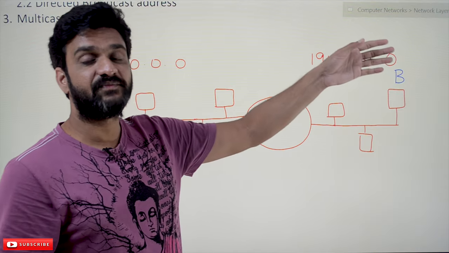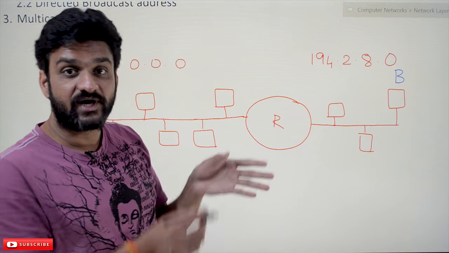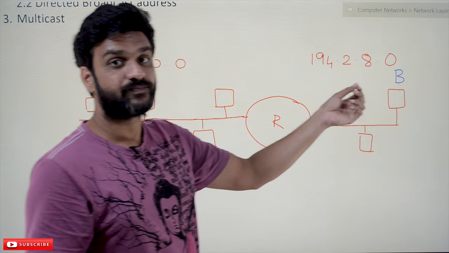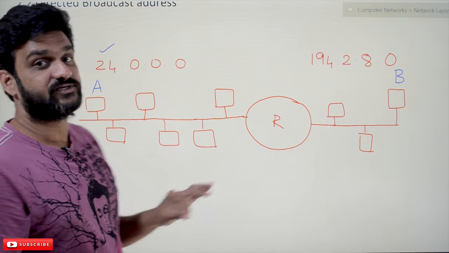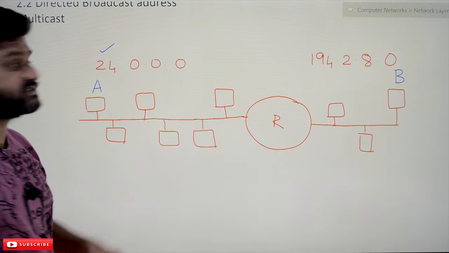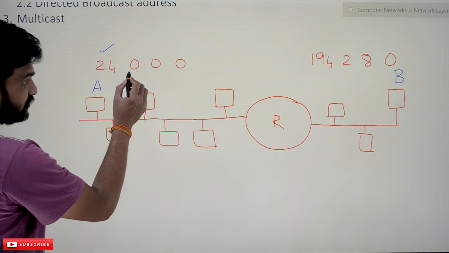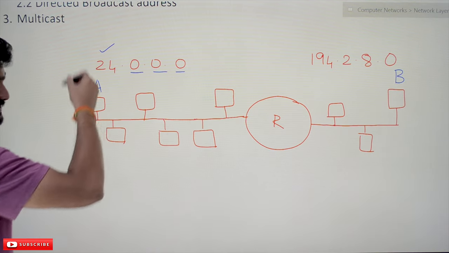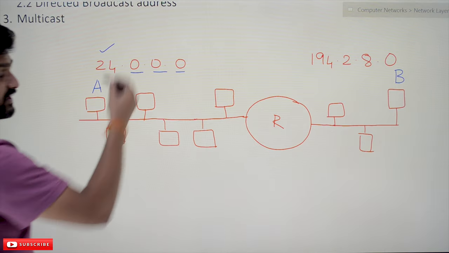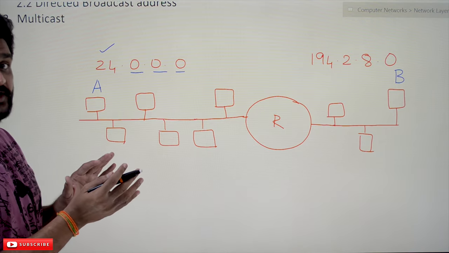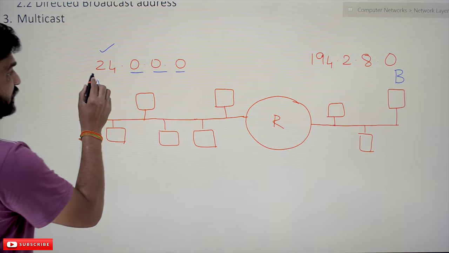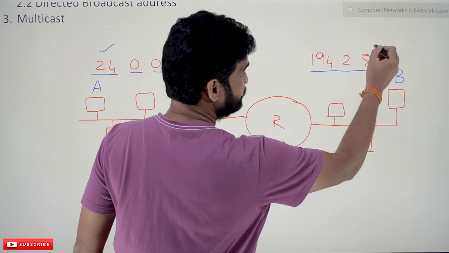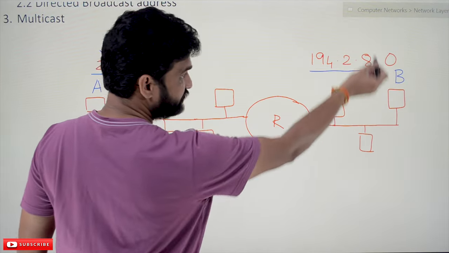Whatever the number may be after that, 194 means it is a class C address. 194.2.8.0 is a class C address. The classful addressing mechanism was discussed in our previous video. So here we are taking the network ID, the ID of this entire network. The ID of the network is different from the network ID part. Try to differentiate that. The network ID part is this one for class A, and the network ID part is this one for class C. So this is the range of prefix for class C.